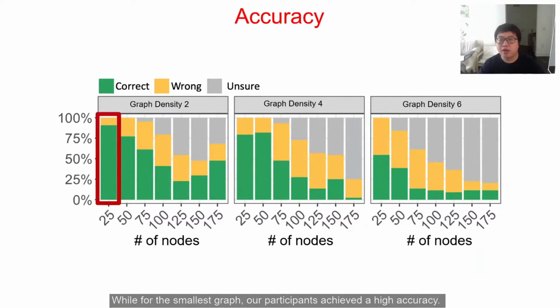While for the smallest graph, our participants achieved a high accuracy. We do this on purpose to cover a wide range of graph sizes. In this way, we were able to capture a wide range of all the measures we are going to talk about.